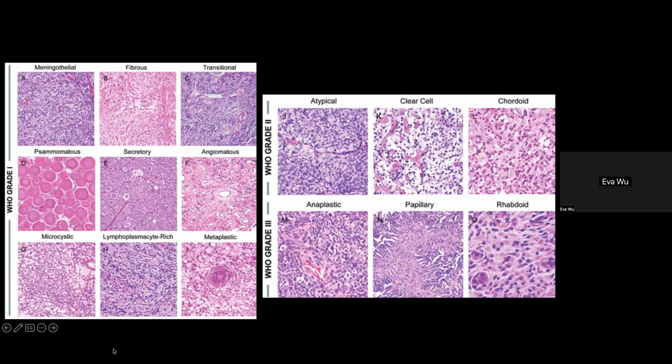Some of these on the left are the WHO grade 1 ones. If it's atypical, clear cell, or choroid, then it's WHO grade 2. And if it's anaplastic, papillary, or rhabdoid on the histology, then it's grade 3. And so, yeah, that's it.